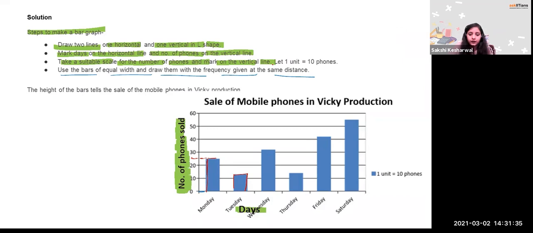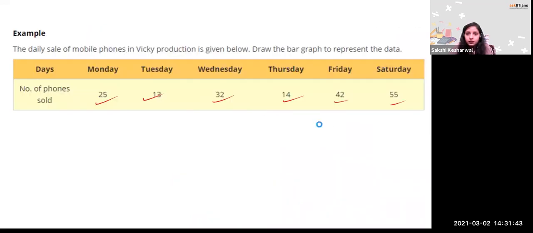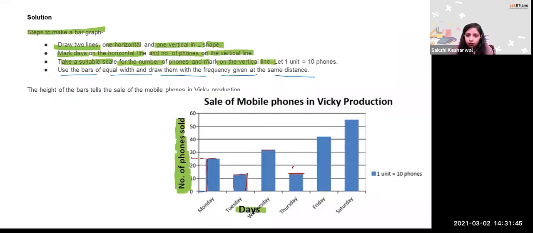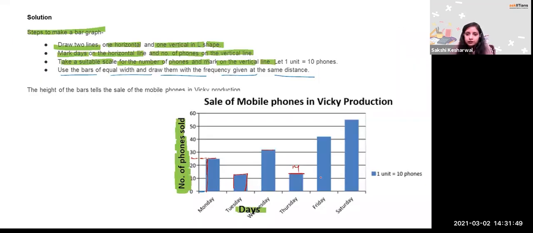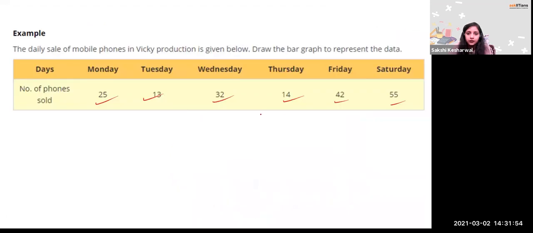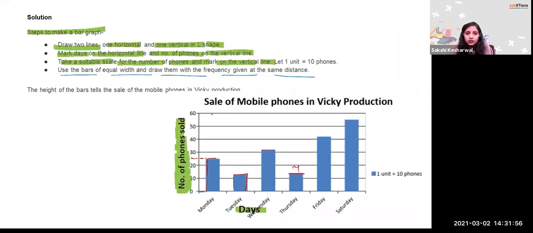Then on Wednesday was how much, beta? 32. So see, it's between 30 and 40, right? So it's very close. Now on Thursday, how much was it, beta? 14, right? So this is 14. And then on Friday, you see that 42. So it is between 40 and 50. Now on Saturday, the maximum was sold, that was 55. So see, it is in the midway.